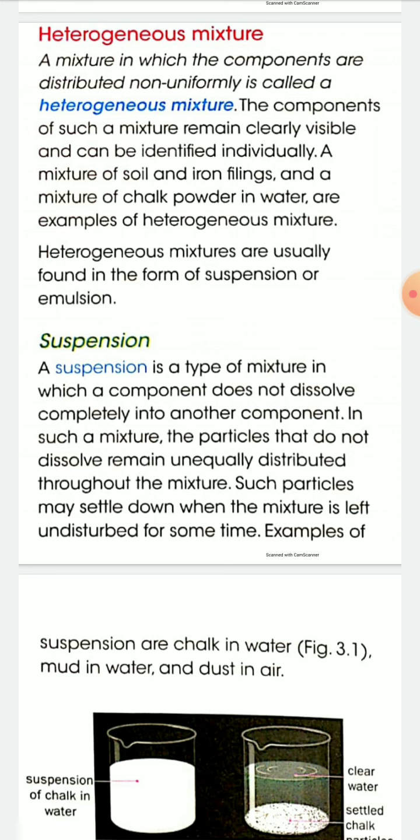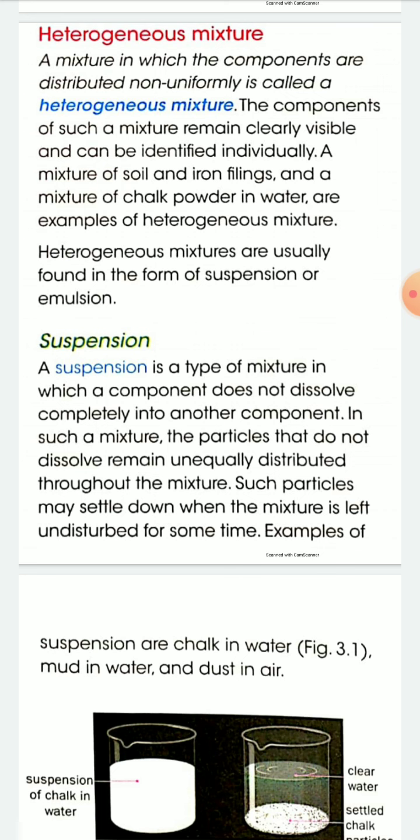The components of a homogeneous mixture cannot be clearly seen and cannot be identified individually, but the components of a heterogeneous mixture remain clearly visible and can be identified individually.